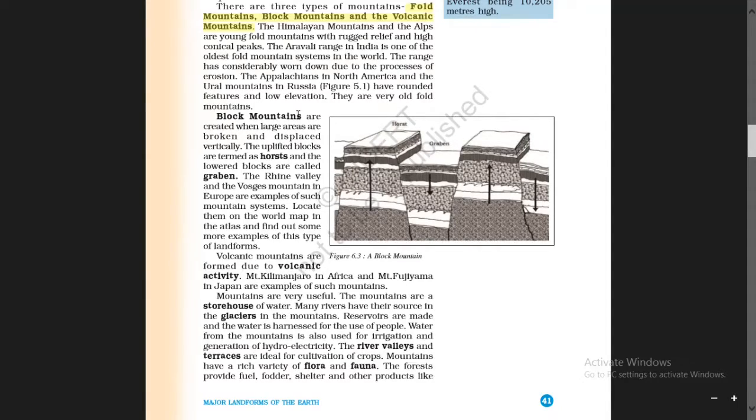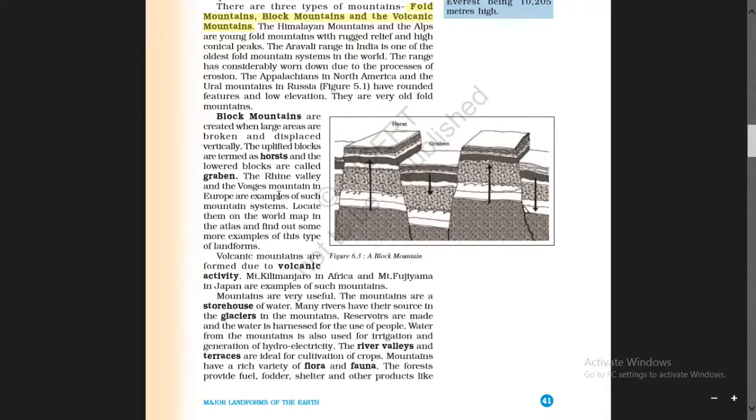Block mountains. Now let us see the second one, that is block mountains. Block mountains are created when large areas are broken and displaced vertically. The uplifted blocks are termed as horsts, and the lowered blocks are called graben.